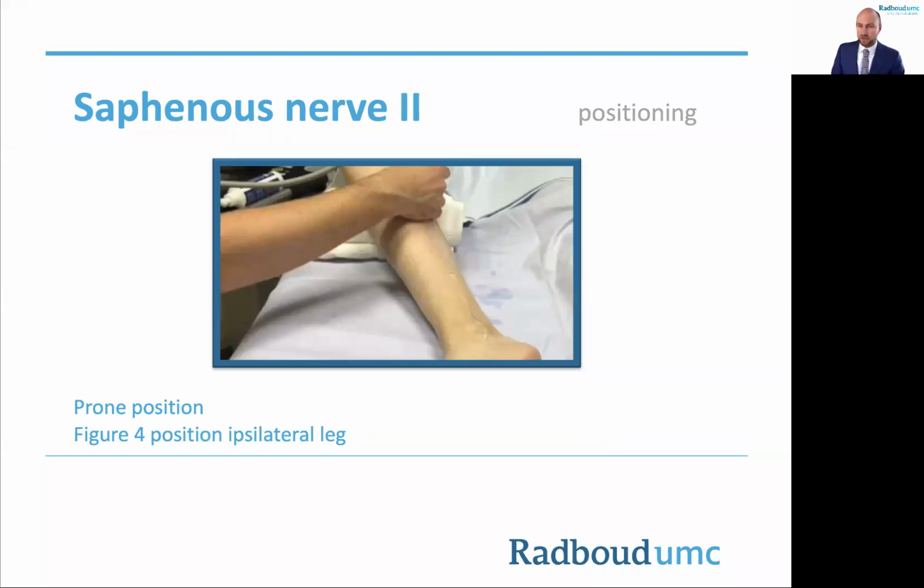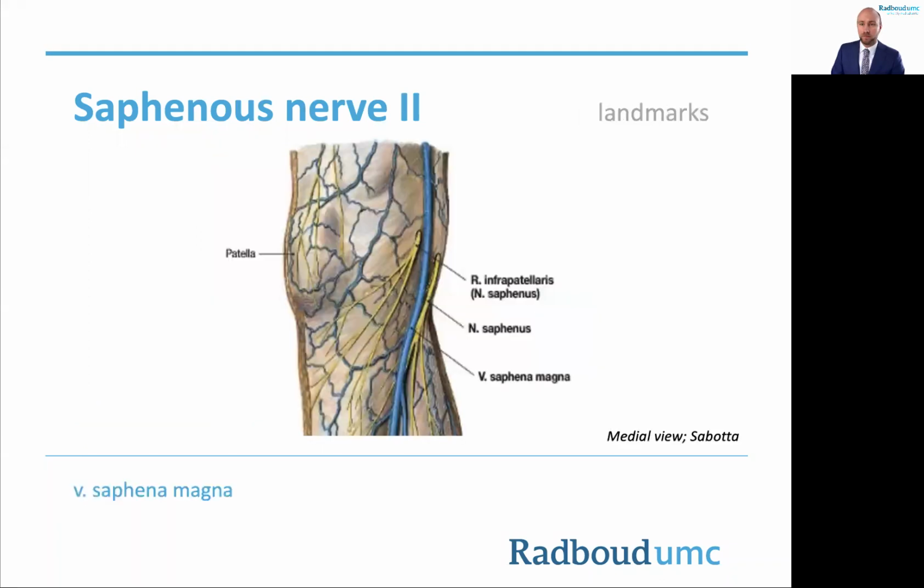And for scanning the saphenous nerve in the lower leg, after it pierces the fascia, the patient should be in prone position or figure 4 position as shown in this picture. The most important landmark is the great saphenous vein. Here we see the saphenous nerve, and here we see the great saphenous vein.